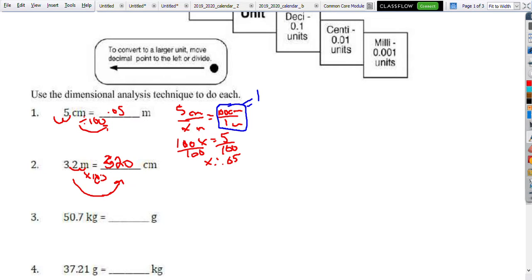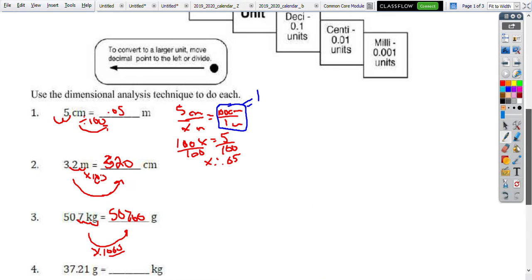Once again, go from a big to a small. So I'm going to increase. So this is times 1,000 for kilos. So I just move 1, 2, 3 spots over because there's 3 zeros. So that's 50,700 grams.